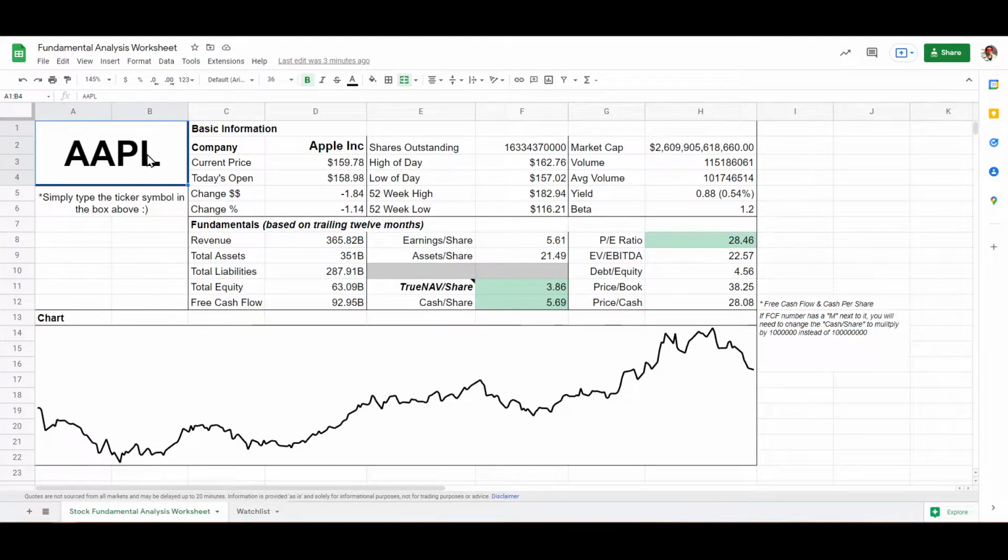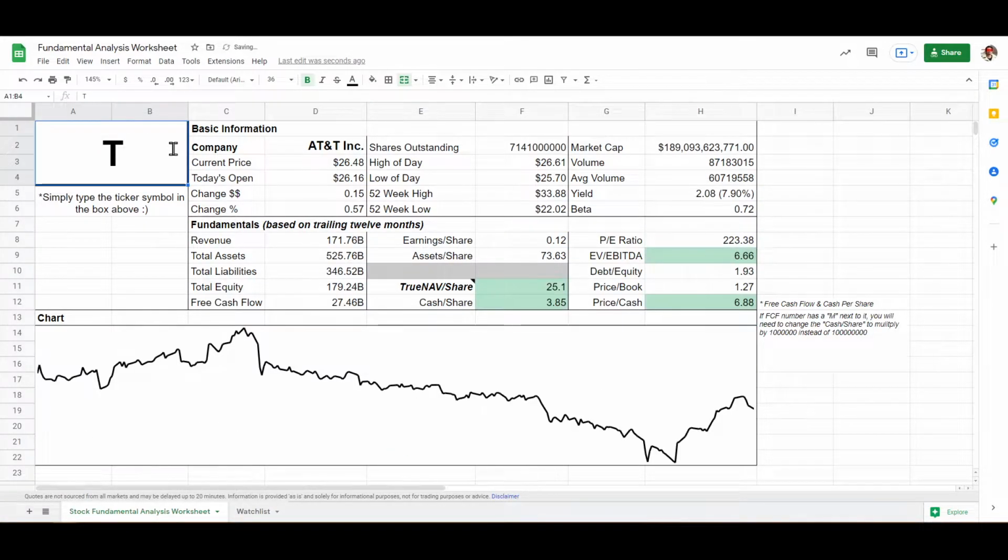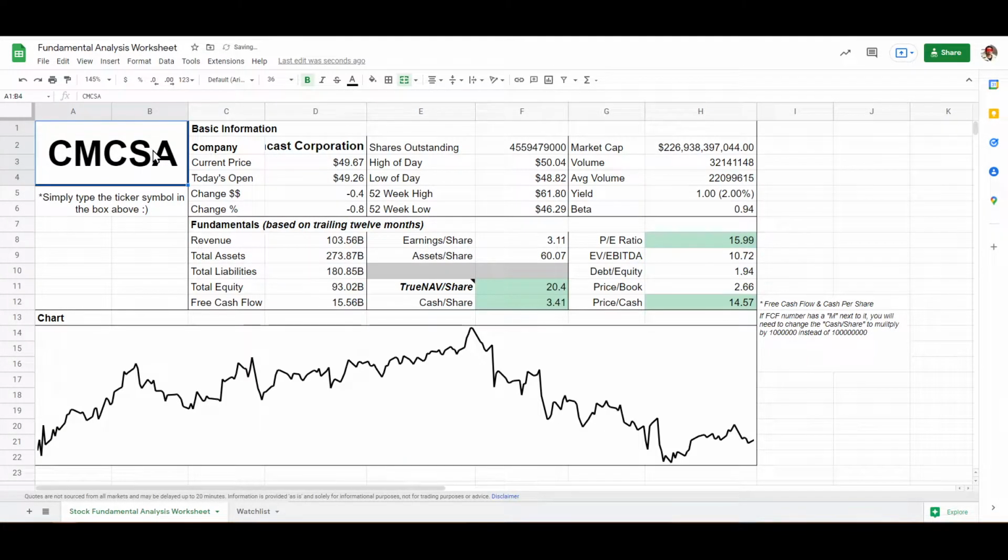So we'll start off by looking at Apple here, and just so you know, I will be posting this Google Sheet in the description of the video, so you can download it if you want to. And just so you can see, it does work with basically every stock that you could possibly want to look up. So you can see here I put T, which is AT&T, Comcast, CMCSA.